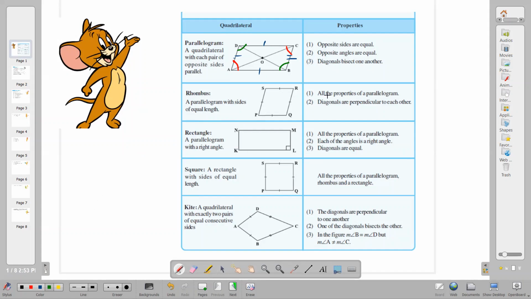Okay. Now, properties of rhombus: all the properties of parallelogram, but in addition to that, diagonals are perpendicular to each other. Now, next for a rectangle, all the properties of parallelogram. Each of the angles is a right angle.